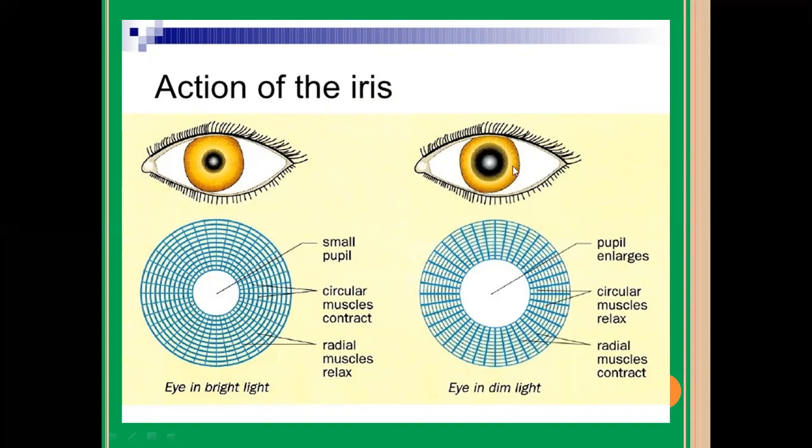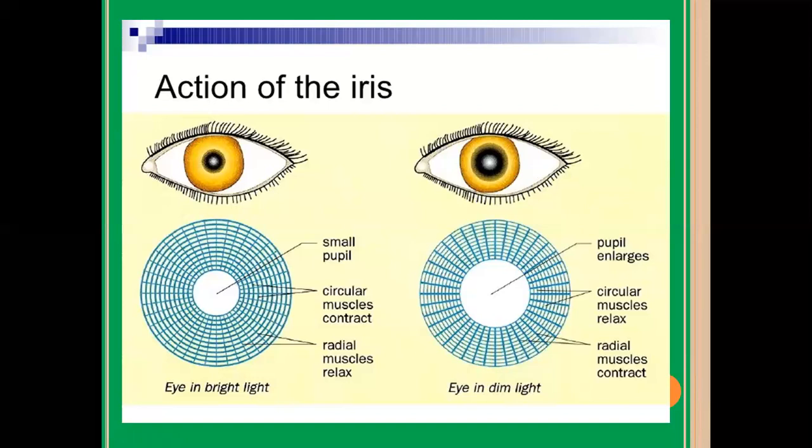Now, how does the pupil contract and dilate? When light strikes the cornea. You can see this is the cornea. First of all, light strikes the cornea. After striking the cornea, light passes to the pupil.